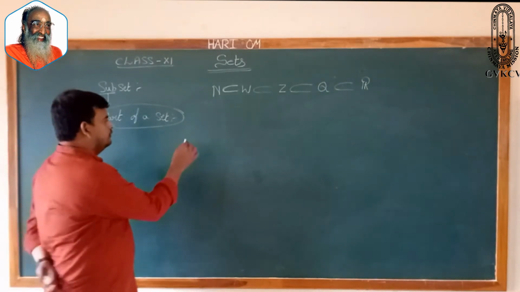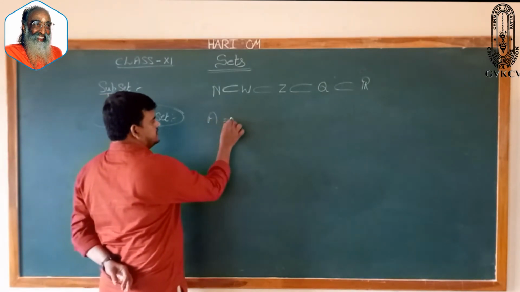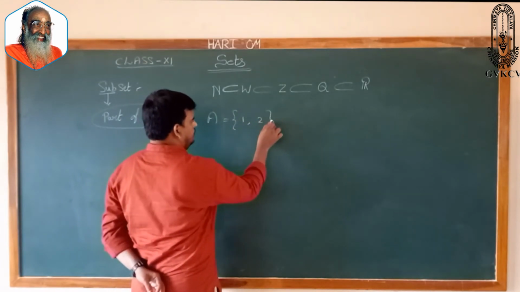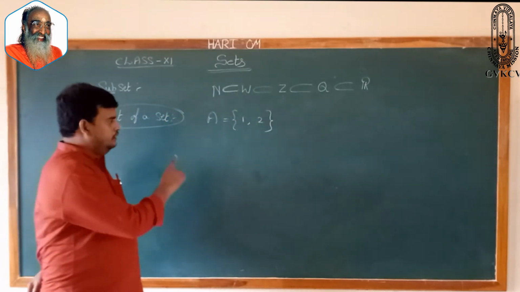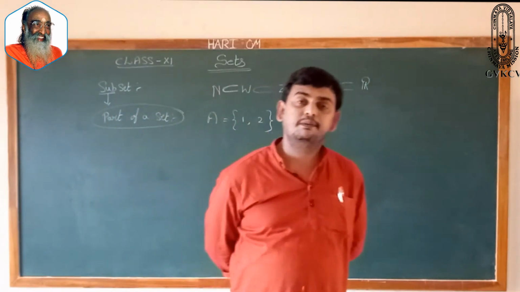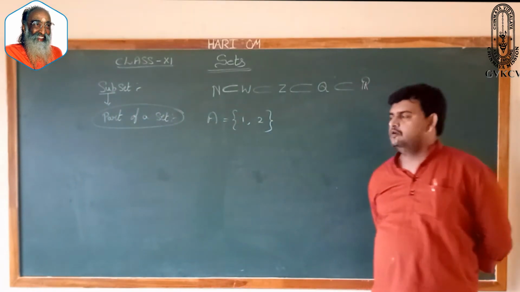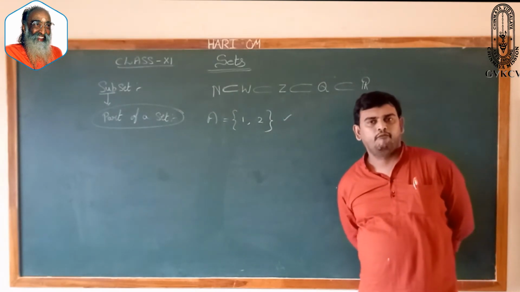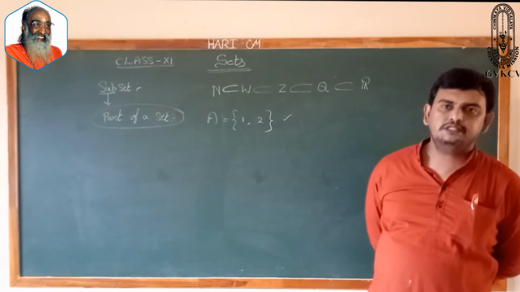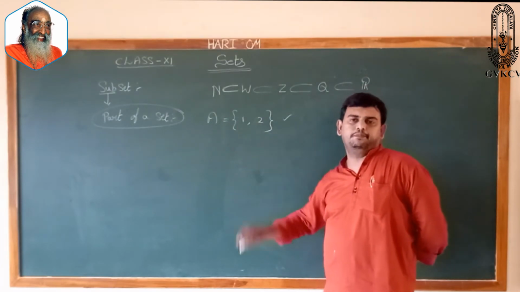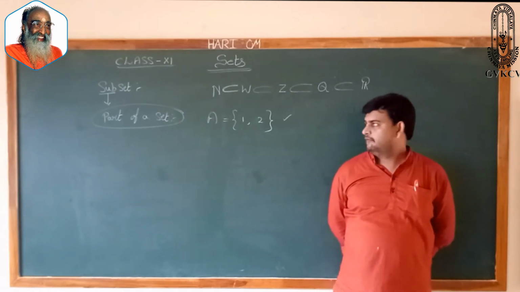Now, I have set A consisting of 1 and 2. I have only 2 elements. How many subsets do you have for the set A? That is my question. How many subsets do you have for the set A? How can we say that?